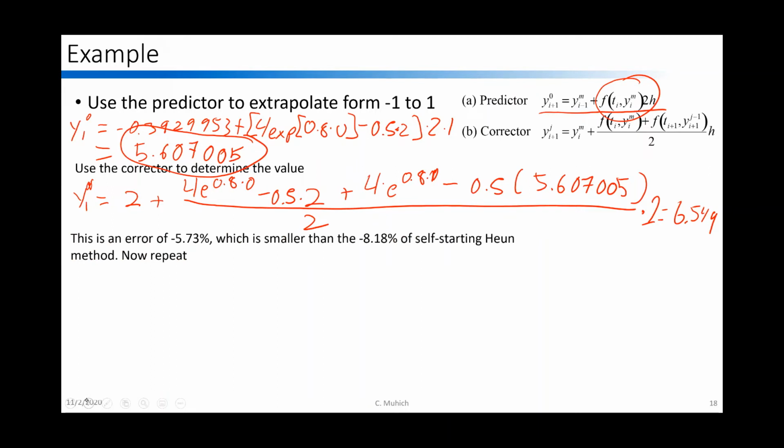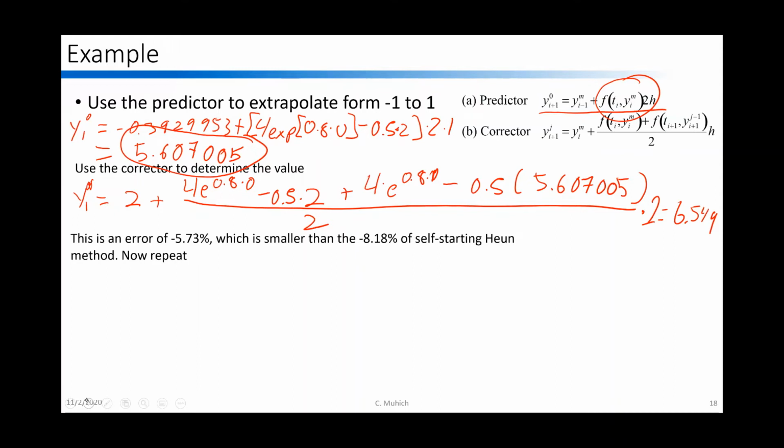Okay, so this represents an error of 5.73%. So this is about 3% lower than the self-starting Heun method with no additional work, right? I already had my previous y value, so I'm already there. I'm no worse off. But I can do this. I can have a more accurate solution.